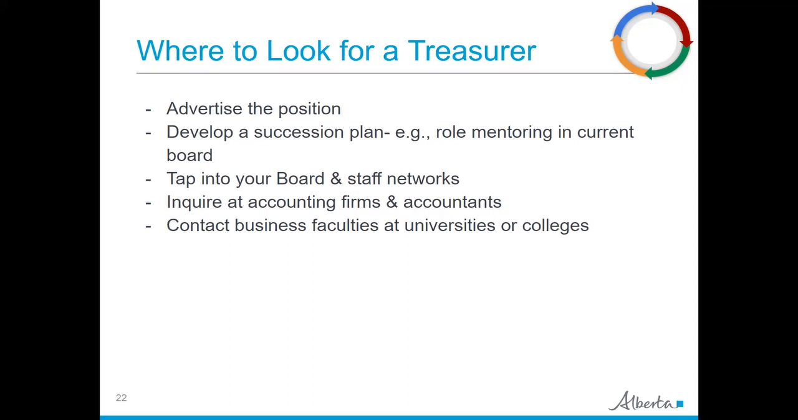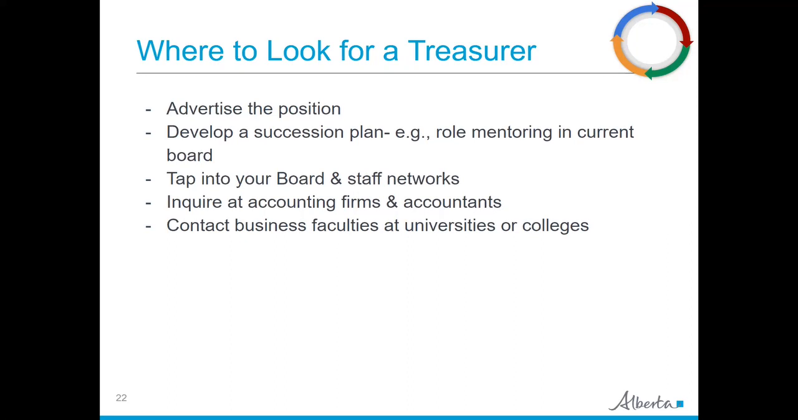For example, you can recruit your next treasurer from the finance committee of your organization and ask the current treasurer to mentor them. Or if you recruit someone from outside your organization, plan to have a few months of overlap between the current treasurer and the new one so that that person can be trained. Another way is to tap into your board and staff networks. Make sure that there is an accurate job description for the treasurer role and talk up the position with your current board members and staff and ask them to tap into their networks.